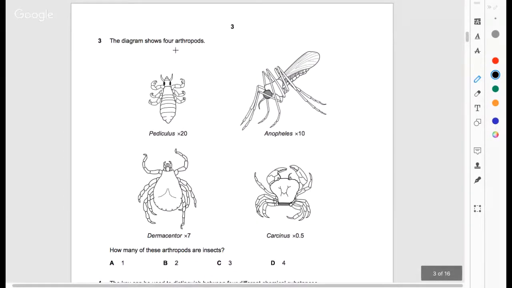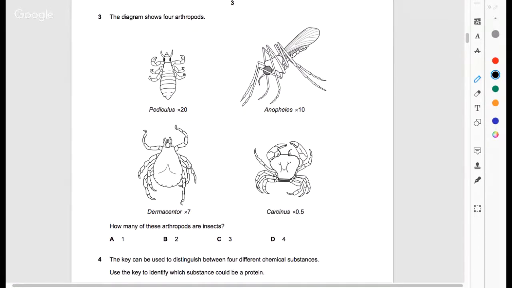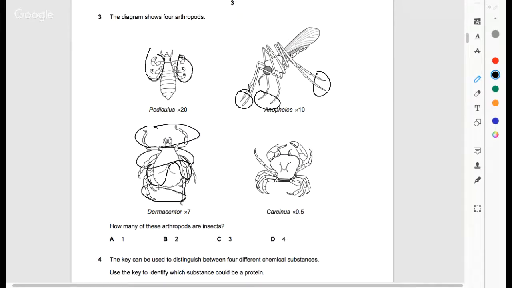The diagram shows four arthropods. How many of these arthropods are insects? So one of the easy things to remember here is that insects have six legs. And if you look here, this one has six legs, three pairs of legs, in fact. This one has one, two, three pairs of legs. Whereas this one has one, two, three, four pairs of legs. And this one also has one, two, three, four pairs of legs. So these two are not insects, whereas these two are insects. So the correct answer is 2B.